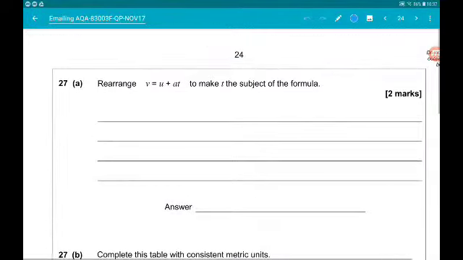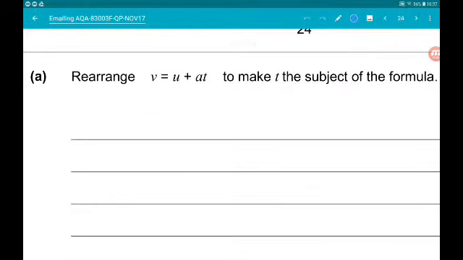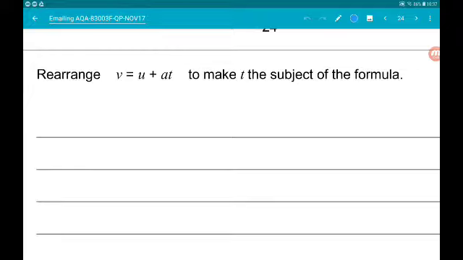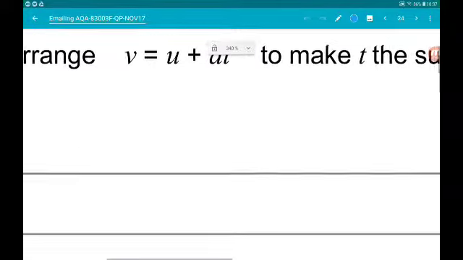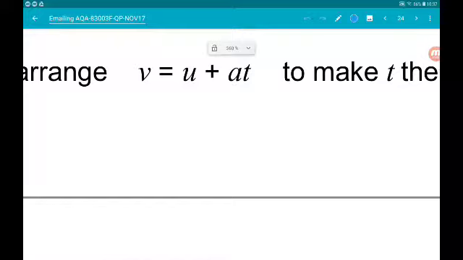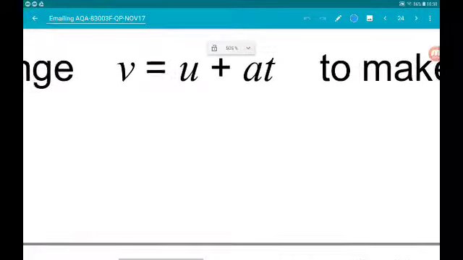Okay, 27a, we want to rearrange v equals u add a t to make t the subject. So to make something the subject means to get that letter on its own. So at the moment, v is the subject. Now if you aren't familiar with this, this is a physics equation for velocity and acceleration and time. Okay, so we want to get t on its own.